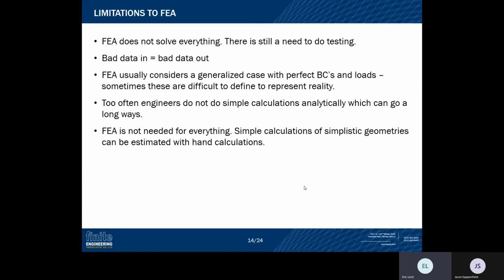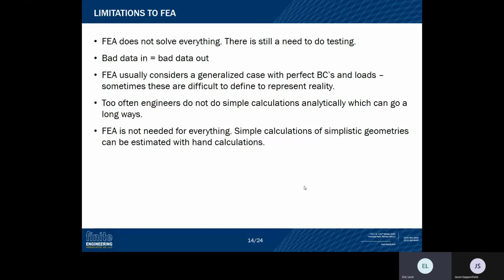But always, the numerical model or any analytical expression is only as good as the data that you give to it. So garbage in is garbage out. That's always going to be the case. FEA usually considers a generalized case with perfect boundary conditions, for example, or perfect loads. And sometimes these are very difficult to define and represent in reality.